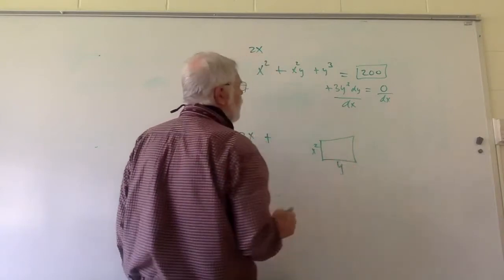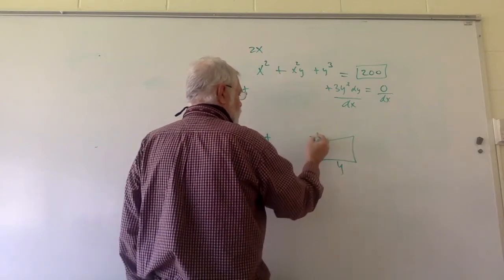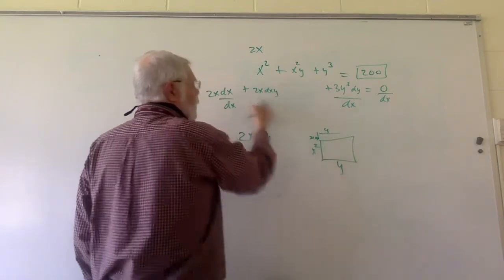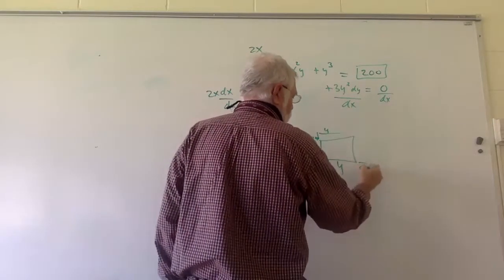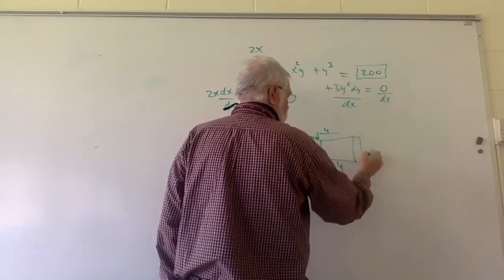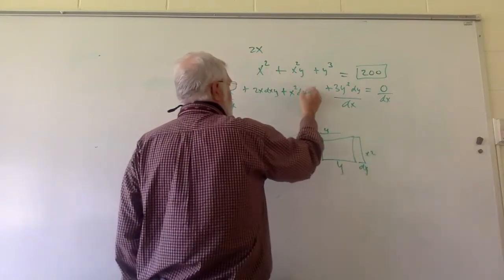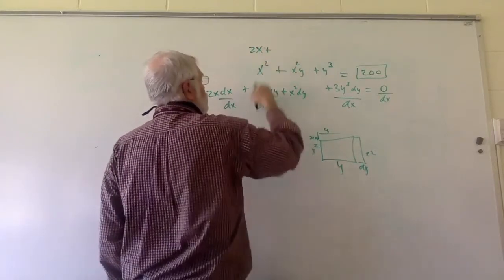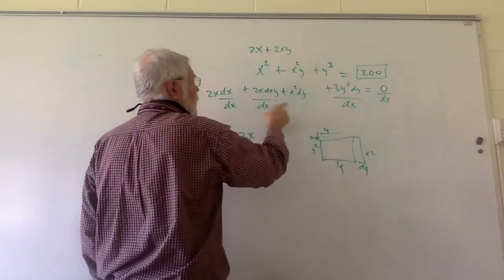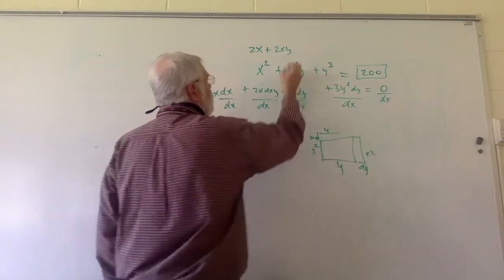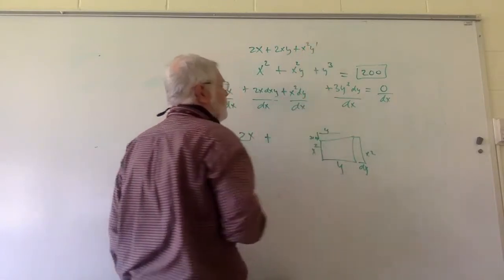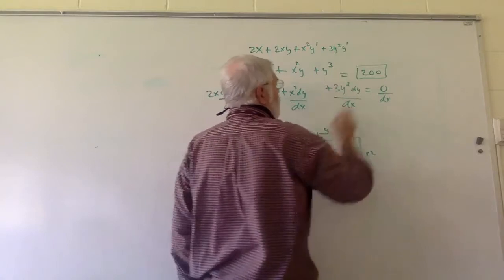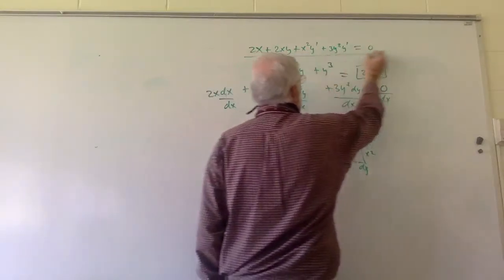X squared y, did we change that to anything? I don't think so. So this is the 2x dx times the y. I'll leave it like there. And I've got my dy times my x squared. So I've got x squared dy. And then I'm adding that. Okay, so if I divide this by dx, I get 2xy. And then if I divide this by dx, I get x squared y prime. And if I divide this by dx, I get 3y squared y prime. And the derivative of that is 0. Okay, so that's a cleaner line of work.